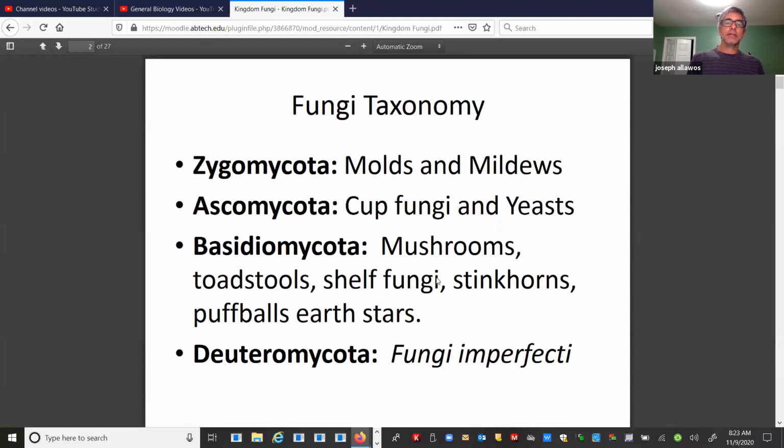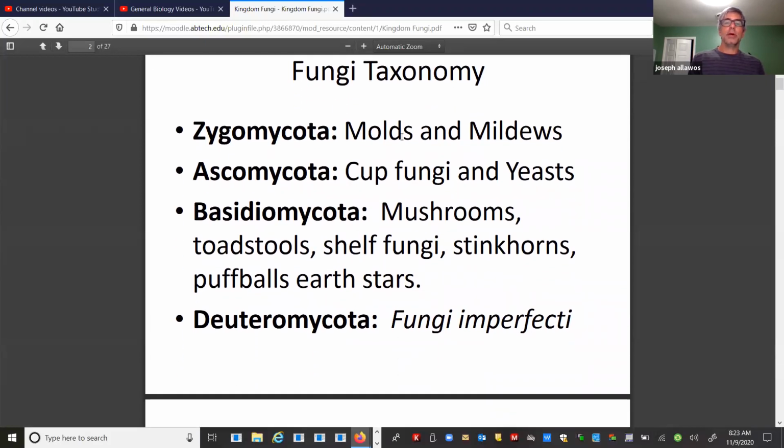Okay. And here's the taxonomy that you're responsible for. The zygomycota are the molds and mildews, everyone's favorite fungi. No, the ascomycota are the cup fungi and the yeasts. We'll talk about those a lot. Basidiomycota are the group that you're most familiar with when you think of fungi, including things like mushrooms and so-called toadstools. Shelf fungi, stinkhorns, puffballs. There should be a comma right here between puffball and earth star. And then the Deuteromycota we call the imperfect fungi, or the fungi imperfecti.